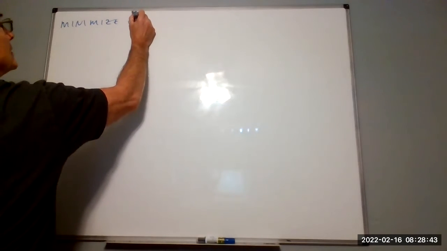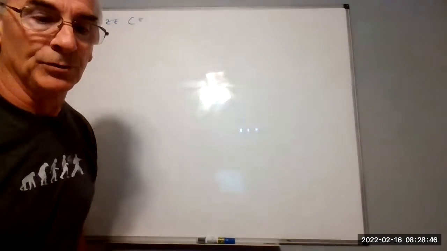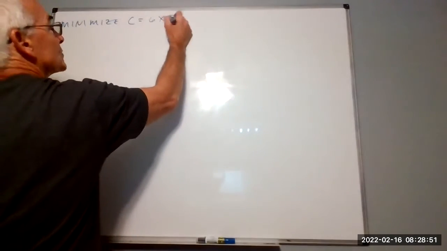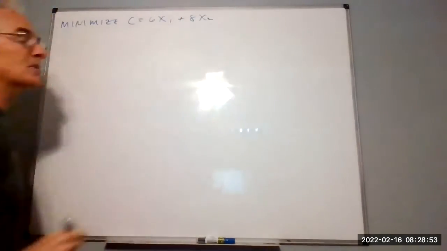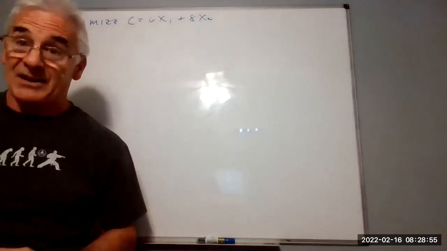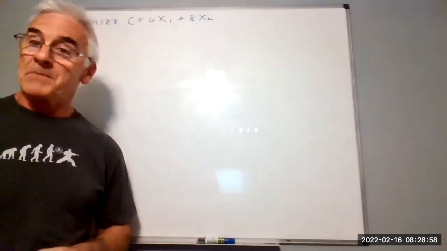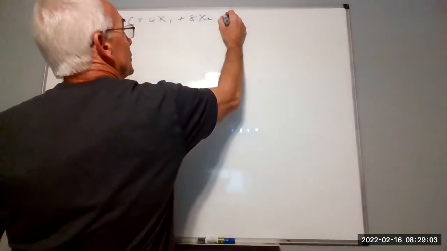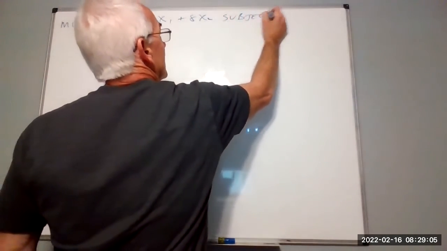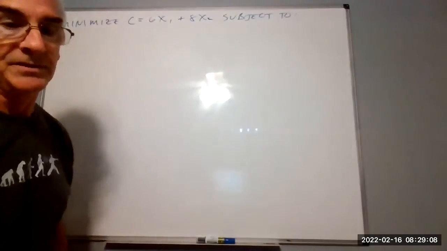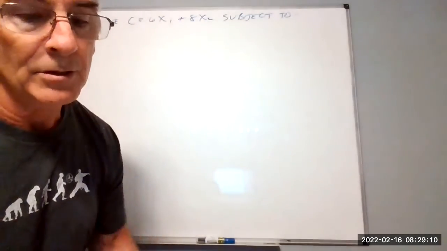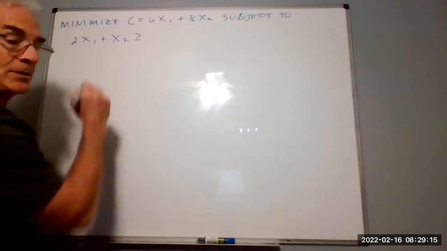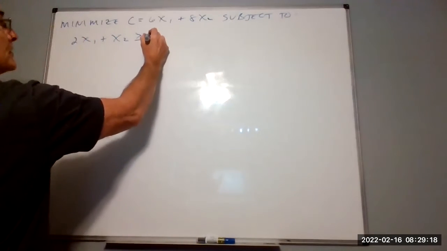the cost, which let's say is equal to 6x1 plus 8x2. x1 and x2 are my variables. So maybe again, it's acres of peas and corn, but I want to minimize how much money I'm spending. Subject to the following inequalities. Subject to 2x1 plus x2 is greater than or equal to 25.